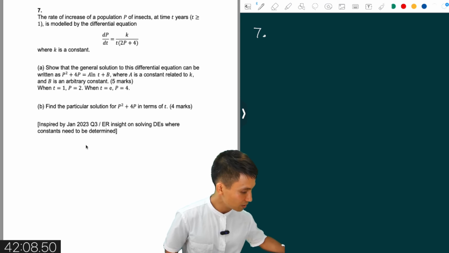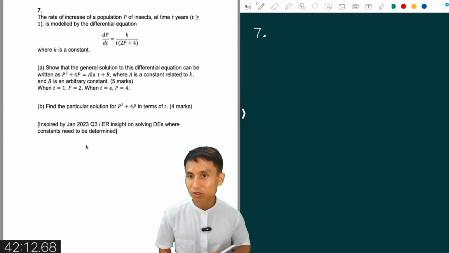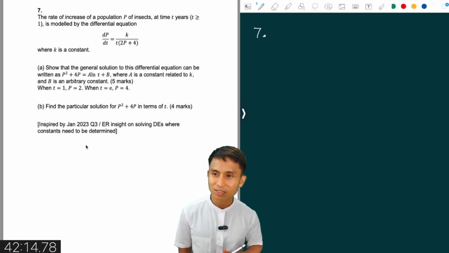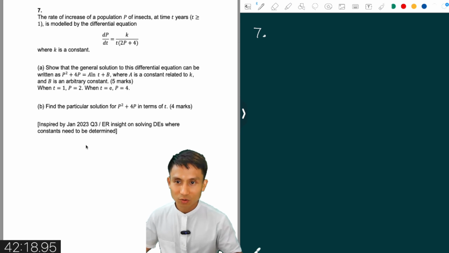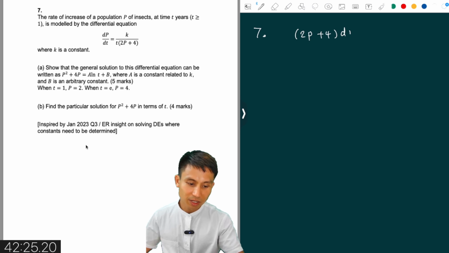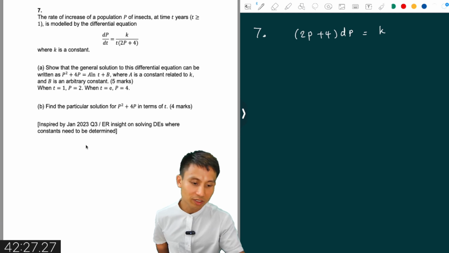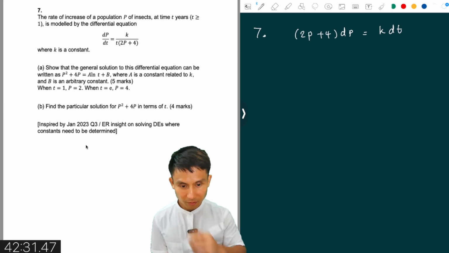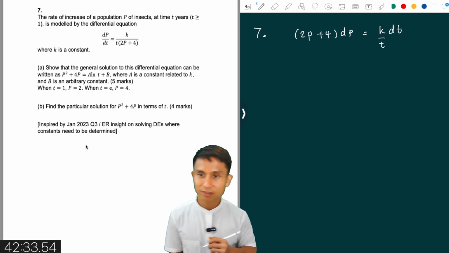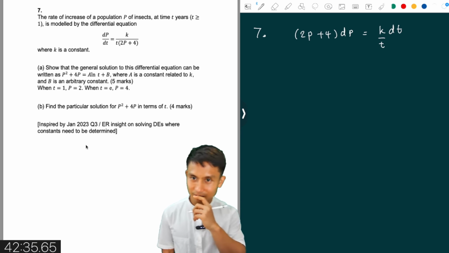Okay, so we're going to do a differential equation. So that's just integration by separation of variables, right? So we're going to separate. This is not so bad. It's 2p plus 4 dp on the left side, and I'm just going to pull dt up here. Okay. Wait, there's also 1 over t here. Sorry. Yeah. Is that right?